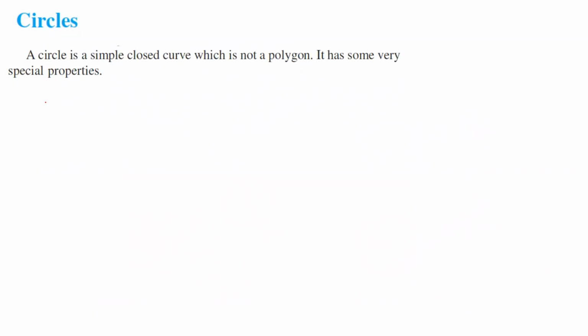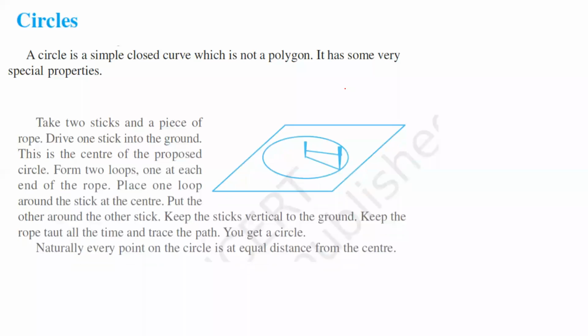Look here. A circle is again the thing we have discussed. We are going through its correct definitions. A circle is a simple closed curve which is not a polygon. Remember, a circle is not a polygon. It has some very special properties.